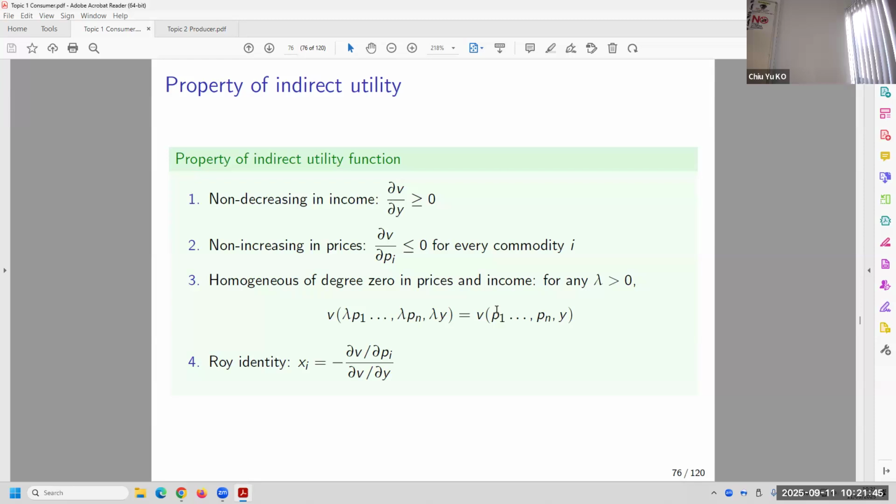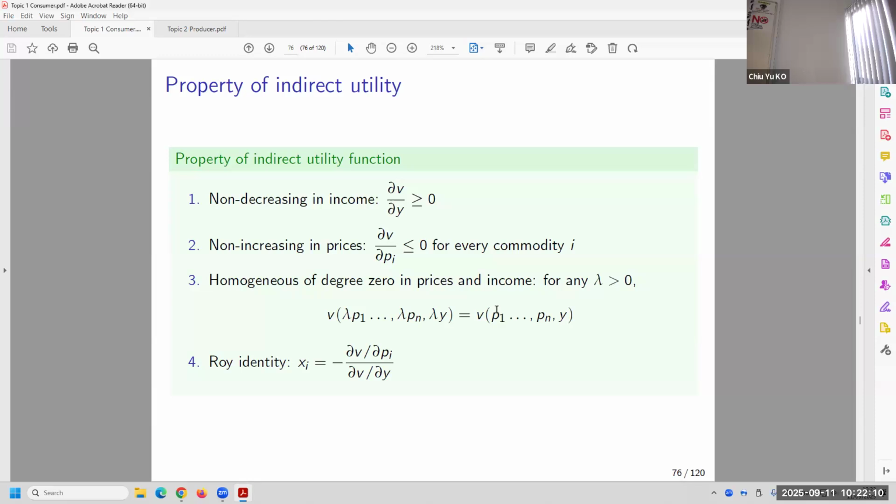The first two are trivial. The more money you have, you are always happier. The second one is also trivial: when things are getting more expensive, you are not so happy. The third one is also nothing surprising: if the prices and the income scale up together, it doesn't change your payoff.